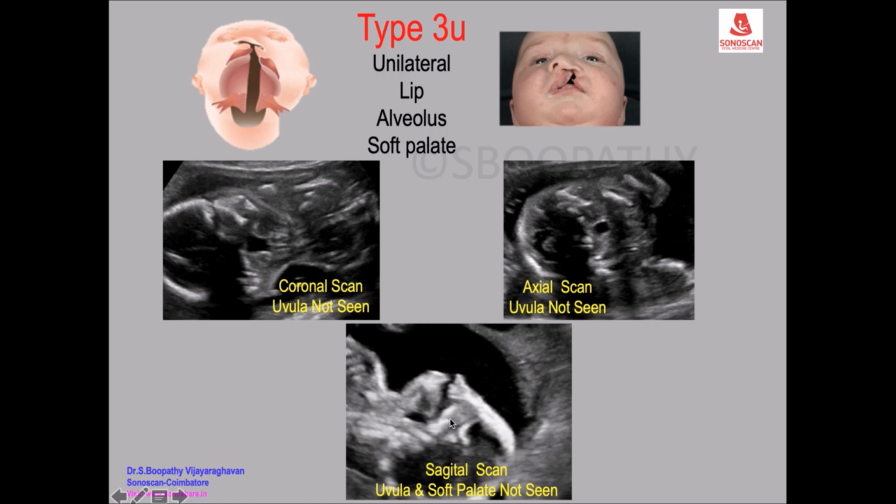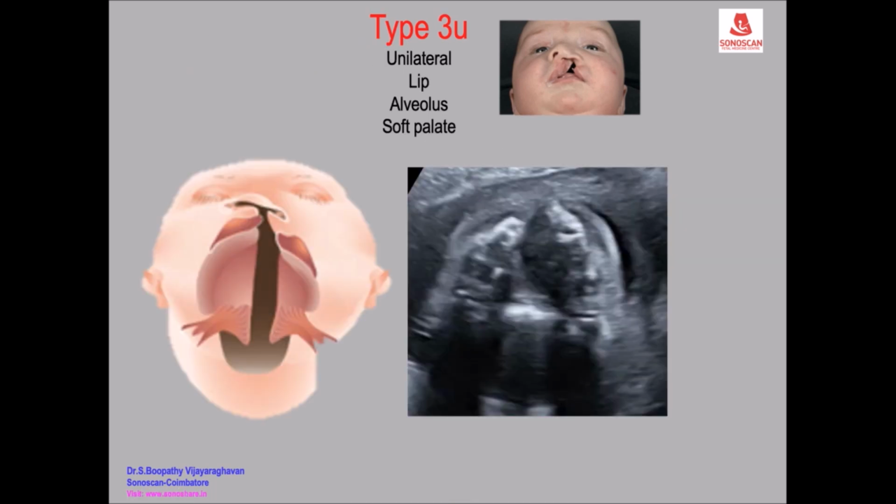So that is the cleft of the soft palate. So all three segments are involved: the lip, alveolus, and the soft palate. Always possible, but sometimes it will be seen, as seen here. So here you see the cleft of the lip. That is the lip. So the lip is missing there.